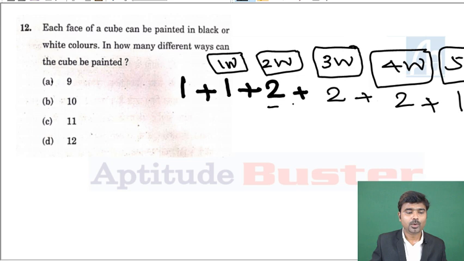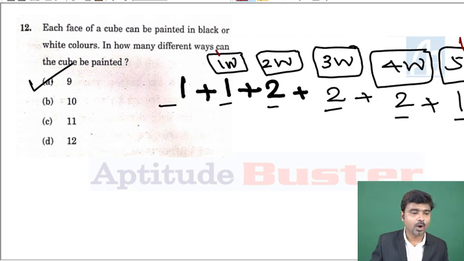Listen here, 1, 1, 2, 2, 2, 1, 1, that gives 9. The answer for this question is 9. Have you understood? Okay, if you imagine the cube, you can find out the answer easily. 5 white, it's very simple. Once I take 5 white, then only one black, right? If I take one white, then 5 are black. So these two clearly you can understand.